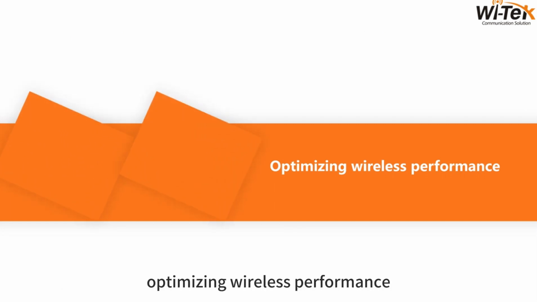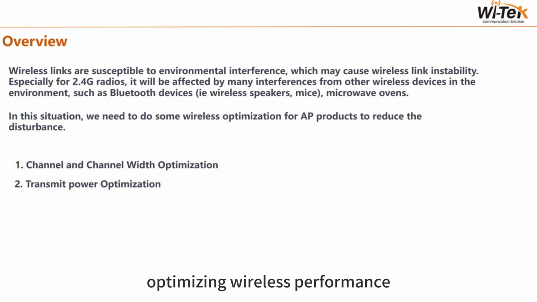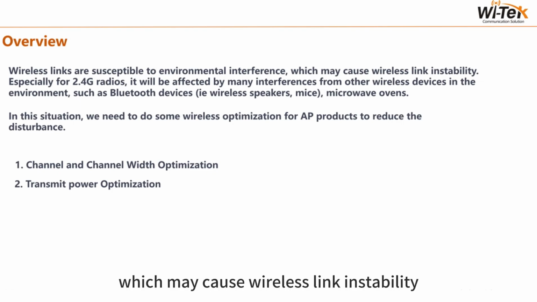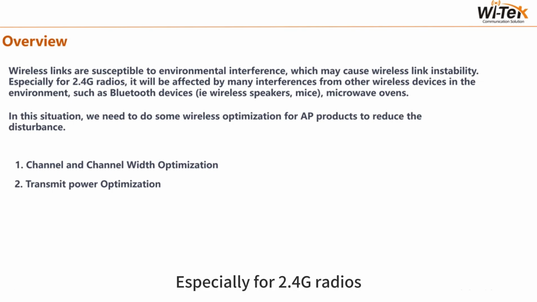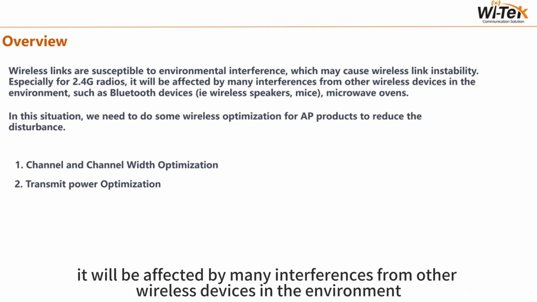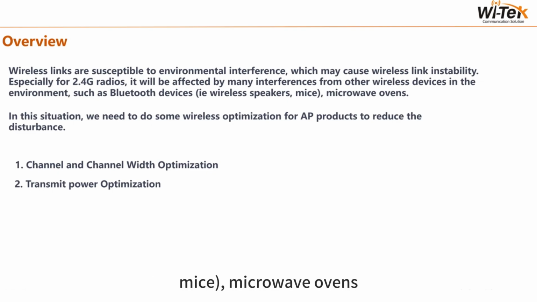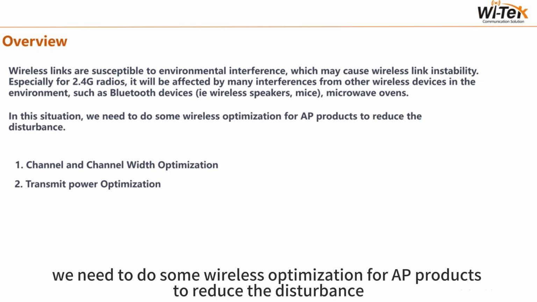Part 5. Optimizing wireless performance. Wireless links are susceptible to environmental interference, which may cause wireless link instability, especially for 2.4G radios. It will be affected by much interference from other wireless devices in the environment, such as Bluetooth devices, wireless speakers, and microwave ovens. In this situation, we need to do some wireless optimization for AP products to reduce the disturbance.